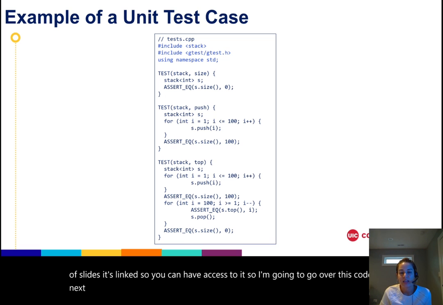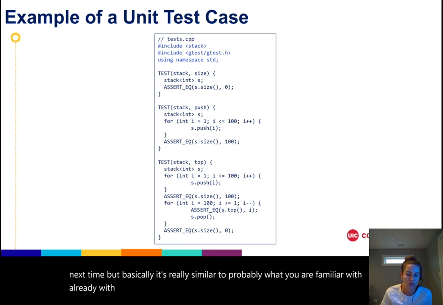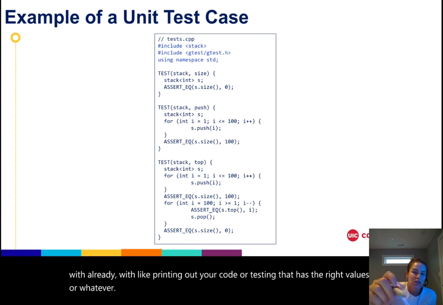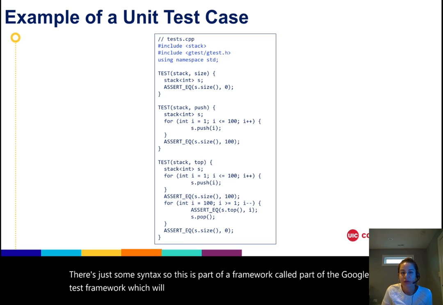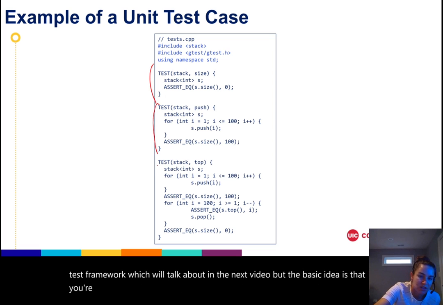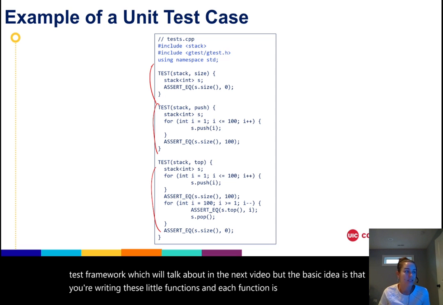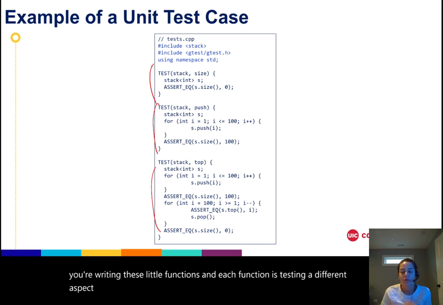But basically, it's really similar to what you are probably familiar with already, printing out your code or testing that it has the right values. There's just some syntax. This is part of the Google Test framework, which we'll talk about in the next video. The basic idea is that you're writing these little functions, and each function is testing a different aspect of a particular class.